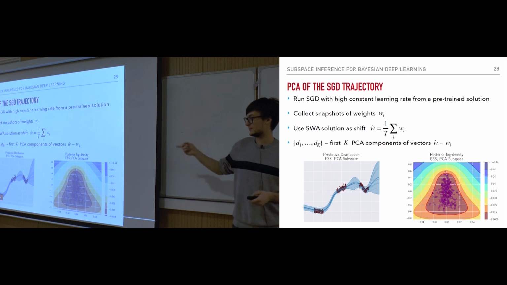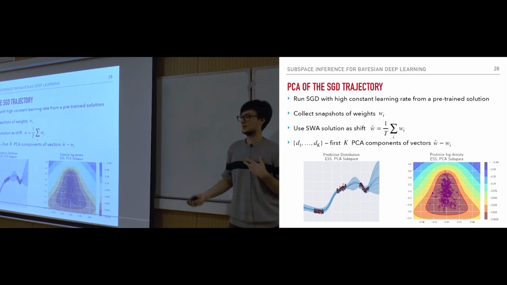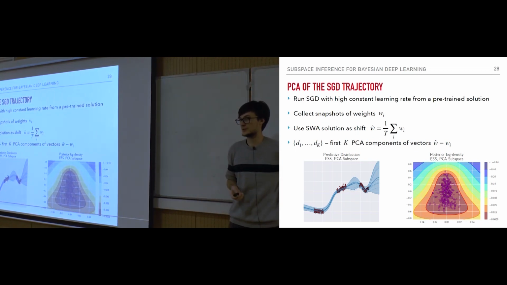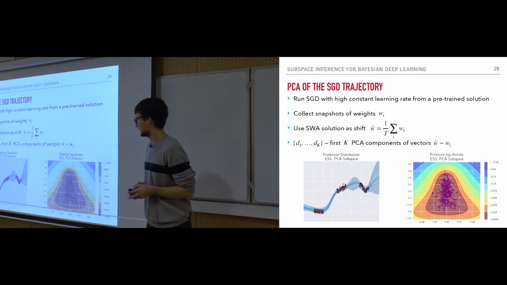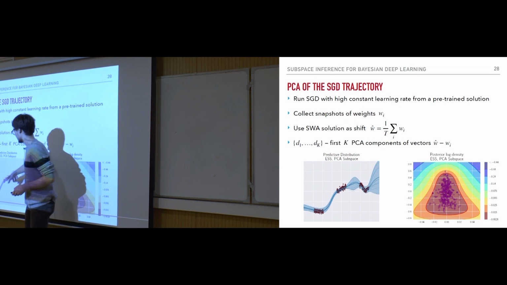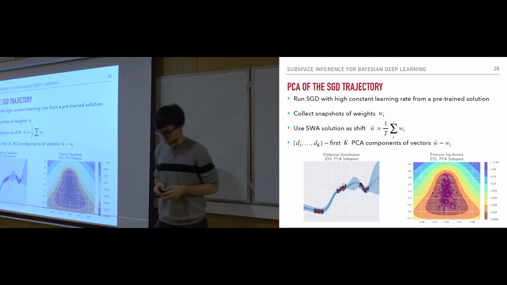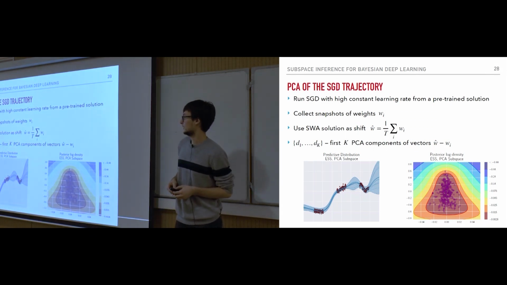And this is the next subspace, the PCA subspace of SGD trajectory. This is the same subspace related to SWAG that we discussed in the beginning. Here you can see that we do observe this behavior: away from the data points, we get high uncertainty, and near the data points, we get low uncertainty. And that's what we want.